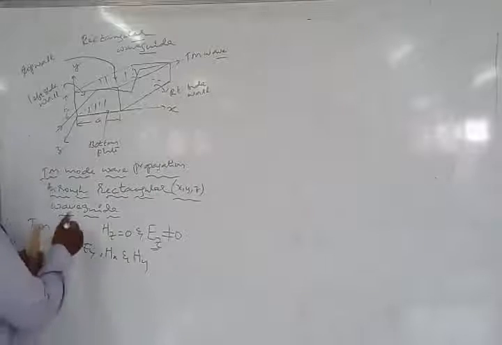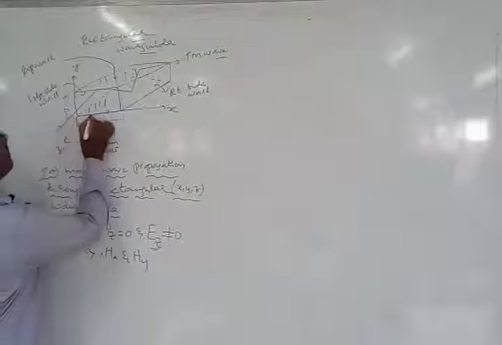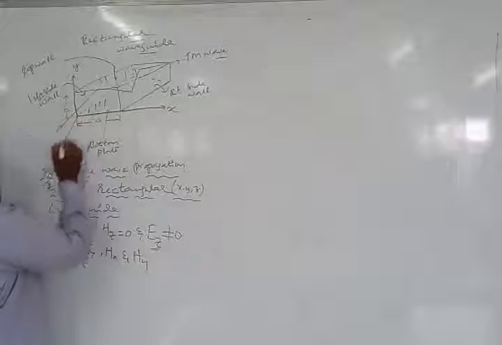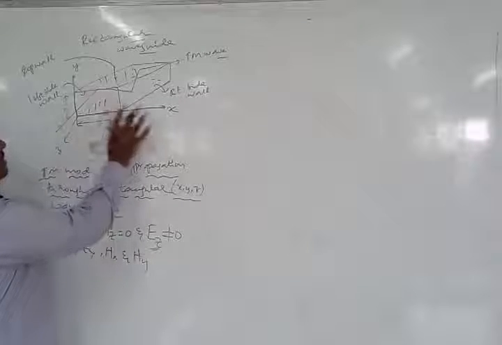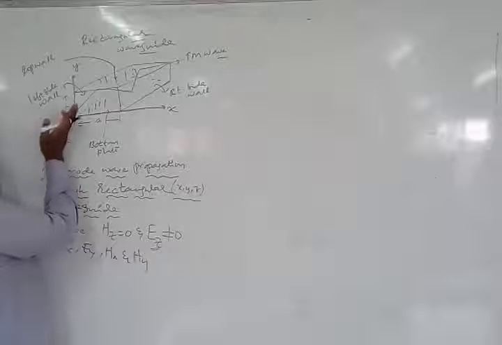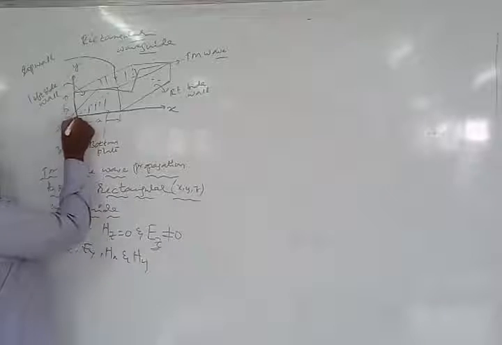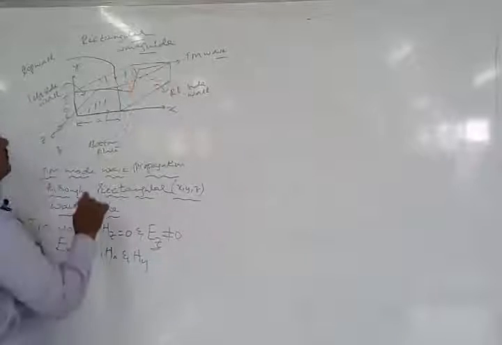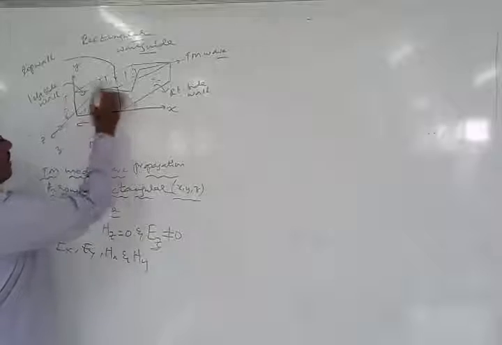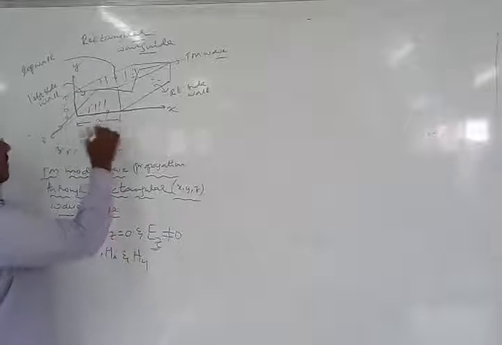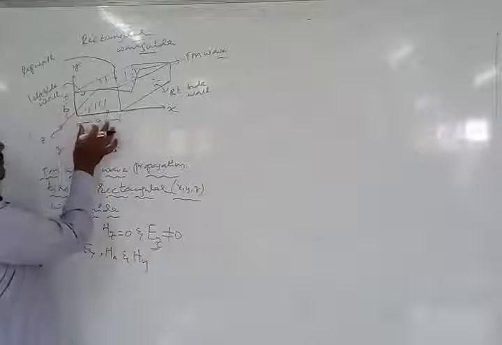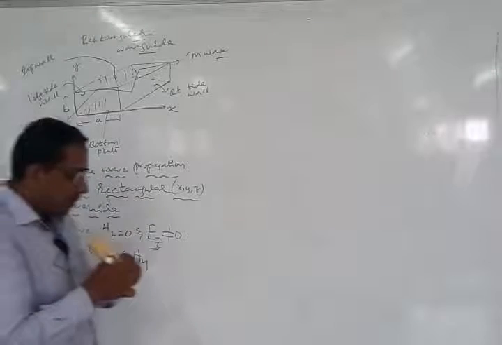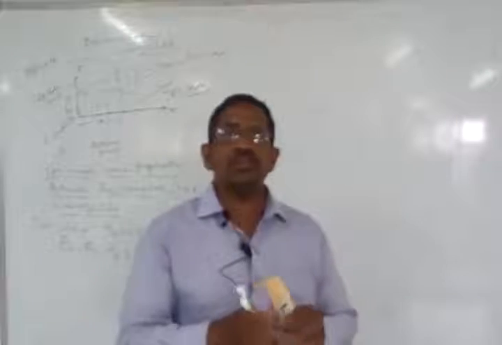Now here in this diagram, this is the x-axis, the vertical direction is the y-axis, and the other one is going to be the z-axis. So these three are the x, y, z axes, and the wave is propagating along the z direction. The height of this rectangular waveguide is going to be called b, and the width of the rectangular waveguide is taken as small a. That means the propagation of the wave through a waveguide depends on its dimensions.